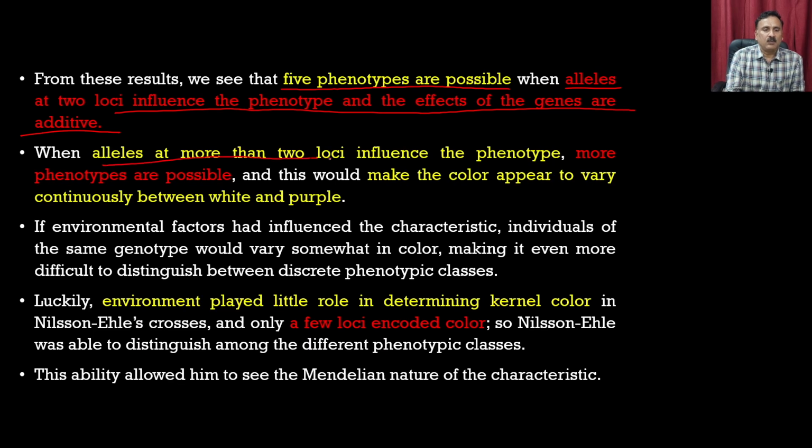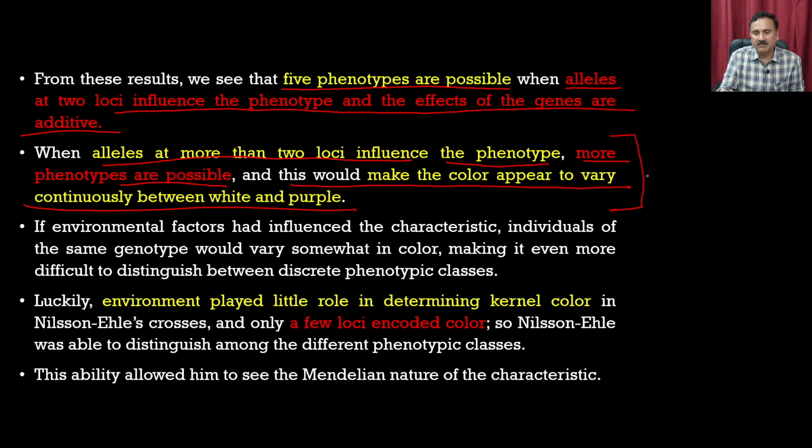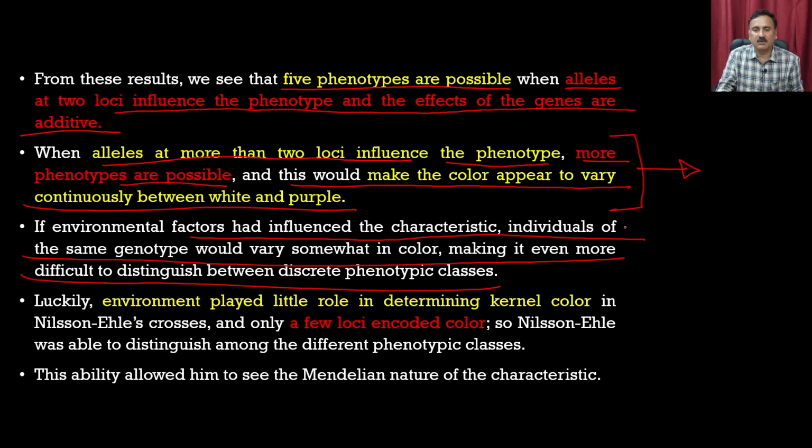When alleles at two loci influence the phenotype, more phenotypes are possible, and this would make the color appear to be varying continuously between white and purple. So there are multiple combinations which could be possible depending upon the amount of gene present in a particular genotype, and that is going to decide the final color. The environmental factor can influence the characteristics of individuals of the same genotype, and that's how it is going to affect the appearance of the different types of color.